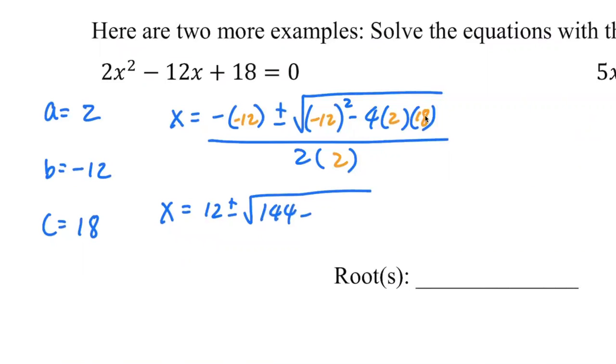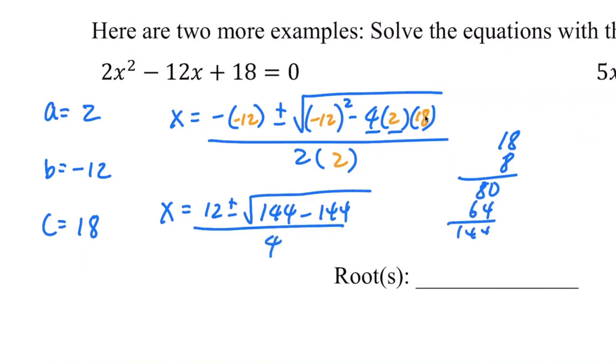So here we go. We have 4 times 2 is 8. 8 times 18. It's 80 plus 64, which is 144. Okay, so 144 over 4. So let's see right here.